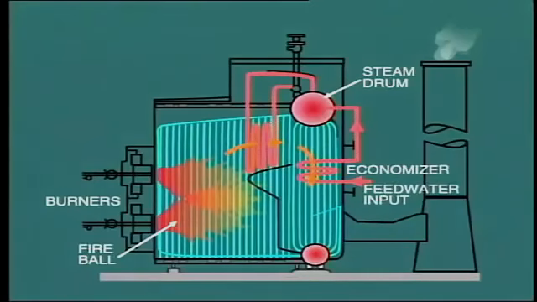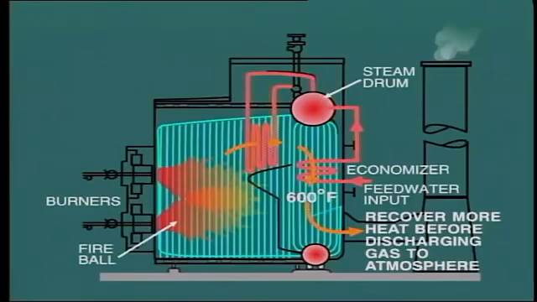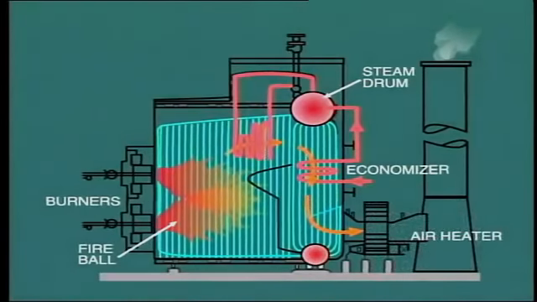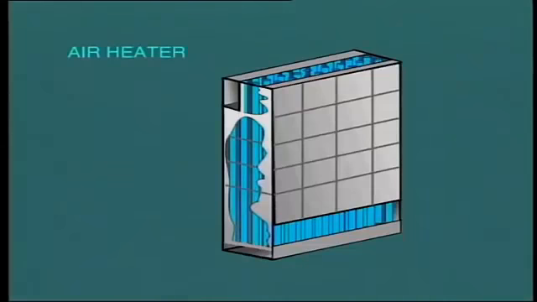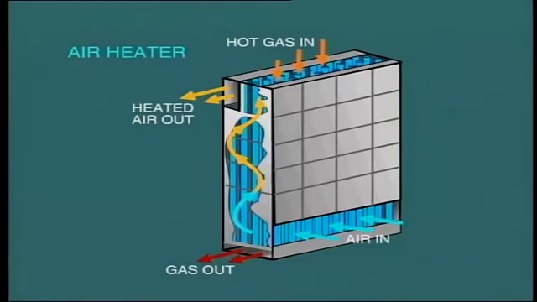During operation, the combustion gas exits from the economizer at a temperature of about 600 degrees Fahrenheit. So this gas still contains a considerable amount of heat, and we would like to recover more of this heat before discharging the gas to atmosphere through the chimney. In order to achieve this, an air heater is normally fitted. This heat exchanger is used to heat the incoming air by extracting heat from the exiting combustion gas. One type of air heater consists of a bank of tubes with gas passing over the outside of the tubes and air through the inside.